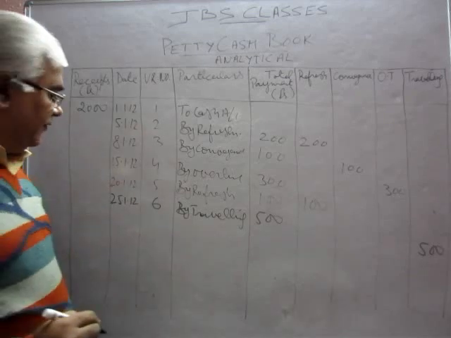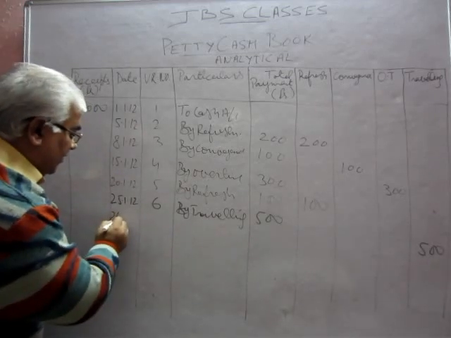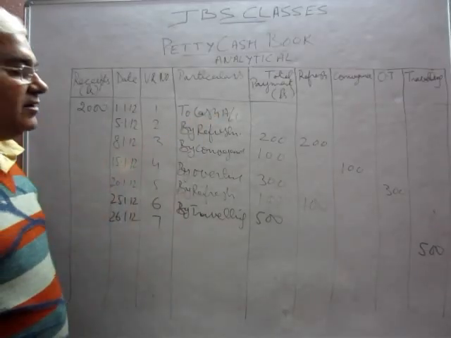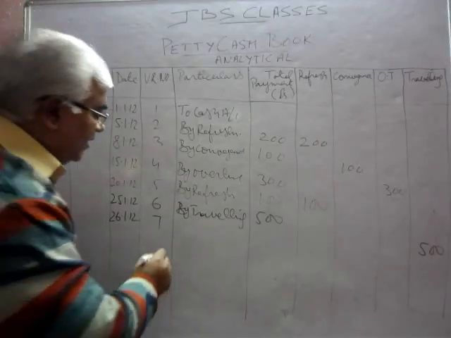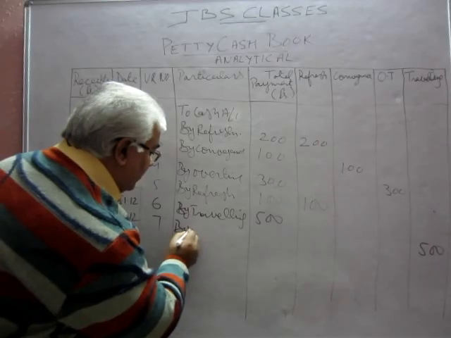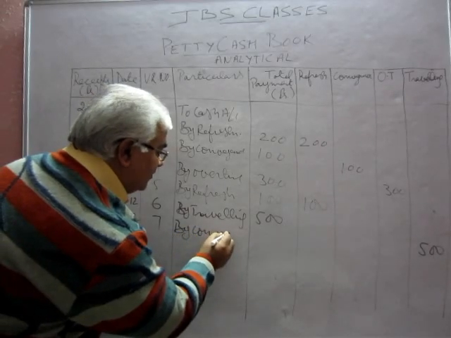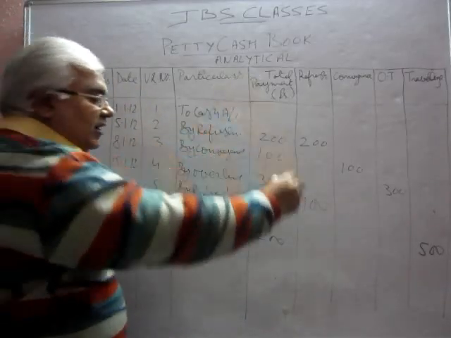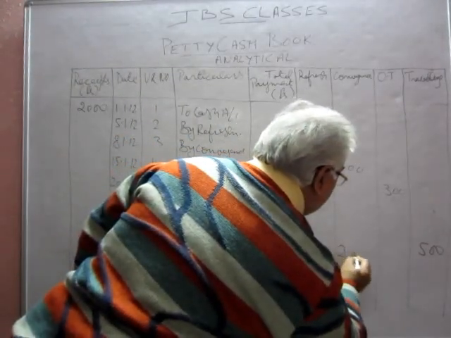And again, if on the next date he again makes payment for say conveyance 200 rupees, again he will write by conveyance 200, and again he will write in the conveyance column also.